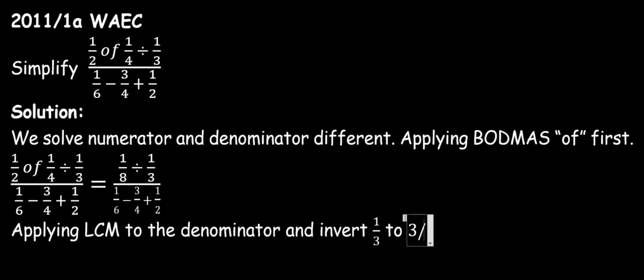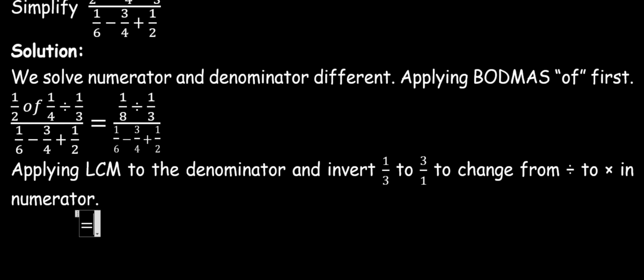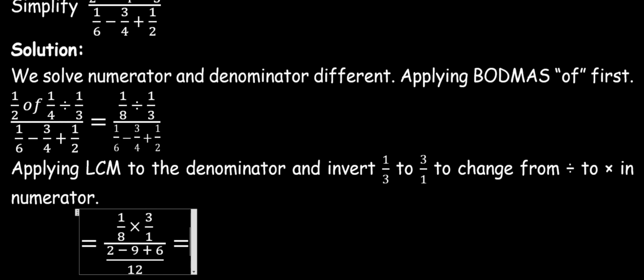to change from division to multiplication in the numerator, our given problem will be equal to 1 over 8 times 3 over 1 at the numerator, divided by 2 minus 9 plus 6 over 12. What happened at the denominator is that we look for the LCM of 6, 4, and 2, which is 12. In the first fraction, 1 over 6, 12 divided by 6 will give you 2, 2 times 1 is 2. Then the minus that is there, the second fraction, which is 3 over 4, 12 divided by 4 is 3.